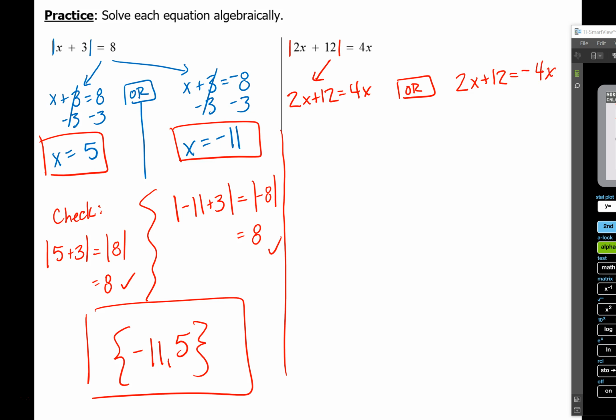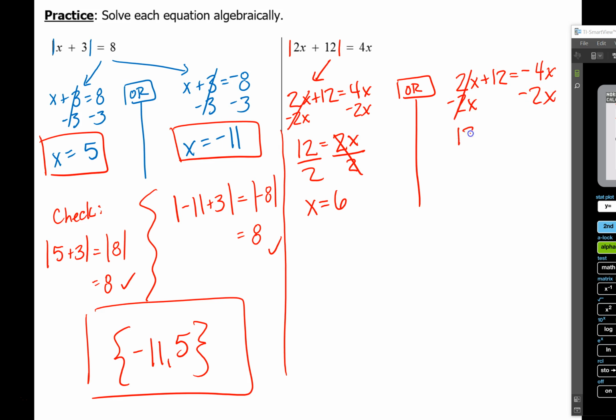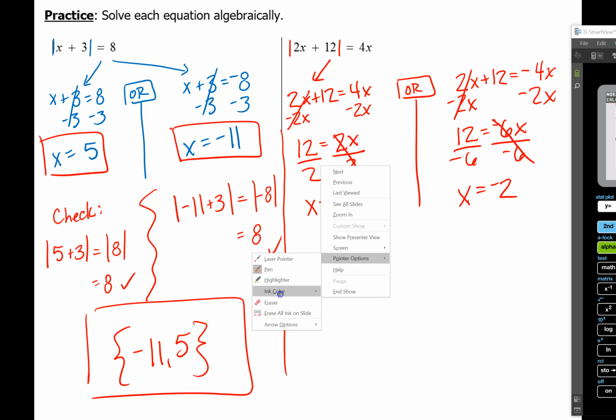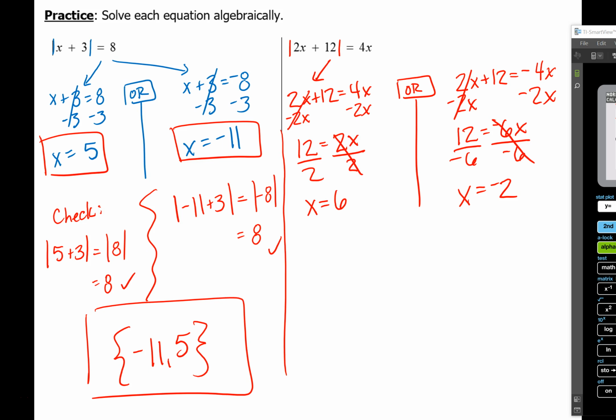So let's solve now. This time I'm going to subtract the 2x from both sides because that way I can combine my like terms. And then I'm going to divide by 2 on both sides. So that gives me that x is equal to 6. Let's do the negative case now. I'm going to subtract 2x again. That gives me 12 is equal to -6x, and then I'm going to divide by -6. That gives me x is equal to -2. So I have 2 possible options. Let's check your work to see if those both work.